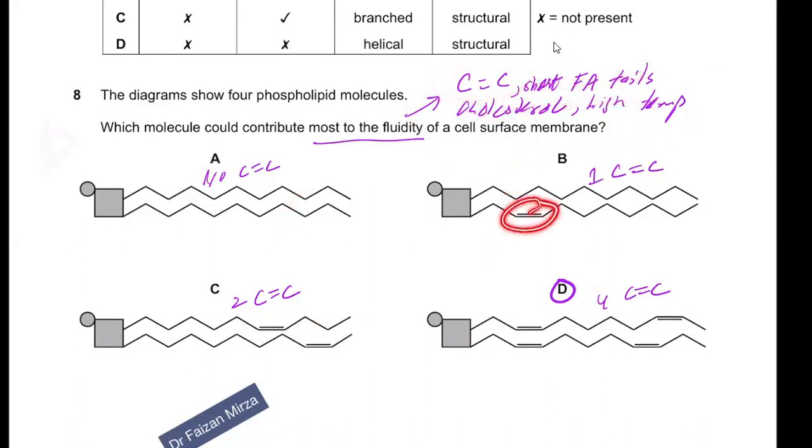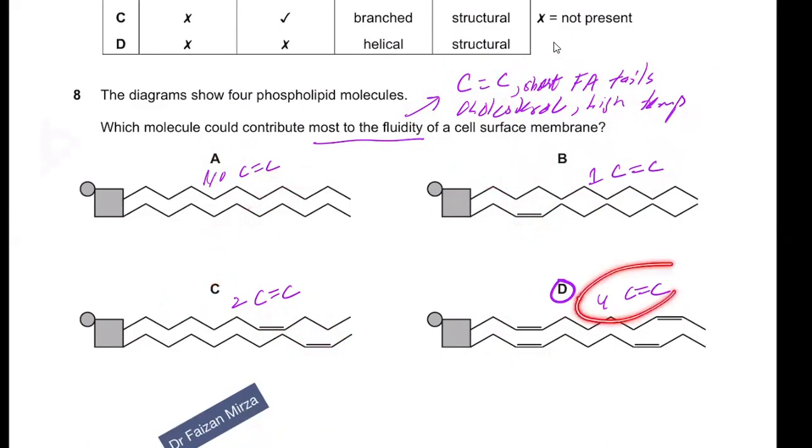So wherever you see a double bond, this is a double bond, these are the double bonds. Here you have no double bond, so this cannot be the answer. Here you have one carbon-carbon double bond. Yes, this might be an option. This has 2 carbon-carbon double bonds, so obviously this can't be the answer. This might be the answer.